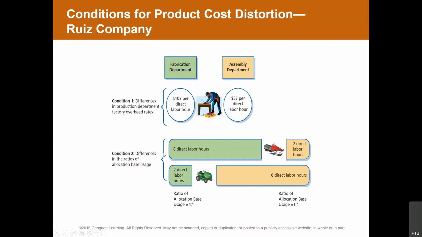In condition 2, looking at the ratios as a comparison. For the snowmobiles, we had 8 hours of direct labor and 2 hours of direct labor in the assembly department. And then the opposite was true for the lawnmower, which gives us the ratios 4 to 1 and 1 to 4. So how do you get 4 to 1? Well, you're taking 8 divided by 2 to get 4 to 1, right? And then 2 divided by 8 to get 1 to 4. And so we can see how this represents how the allocation is represented in terms of labor hours for each department.